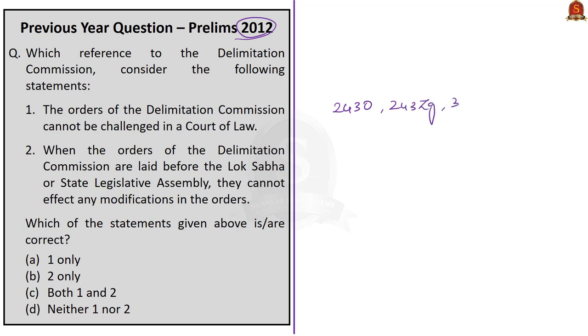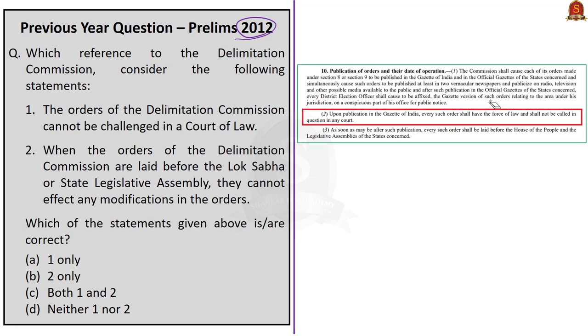of the Constitution, the orders of the Commission have the force of law and cannot be called in question before any court. This is also provided by the Delimitation Act 2002 under Section 10(2). So, statement 1 is correct. Now coming to statement 2, this statement is also correct because the Lok Sabha or State Legislative Assembly cannot make any modification in the orders passed by the Delimitation Commission. So the correct answer for this question is option C, both 1 and 2.